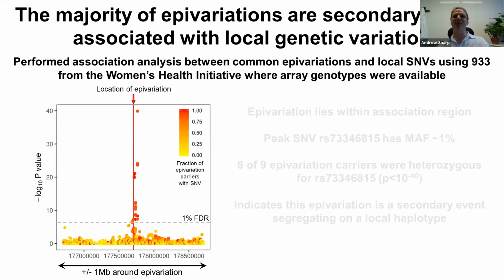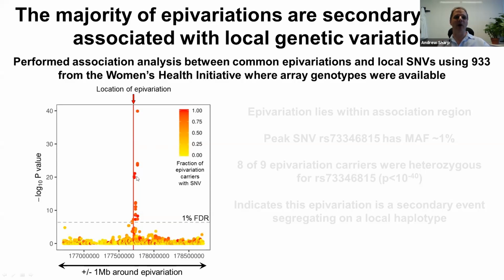get some insight into the causes of epivariations and what is causing these things. And so the first thing we did is we took a cohort of nearly 1,000 individuals where we had SNP array data available. And we took each epivariation that we found in at least 2 or more individuals and used that as the substrate for an association analysis. So just like a genome-wide association study, where you're associating a phenotype with a variant. Here our phenotype was, do you have the epivariation, yes or no, and your SNP data.